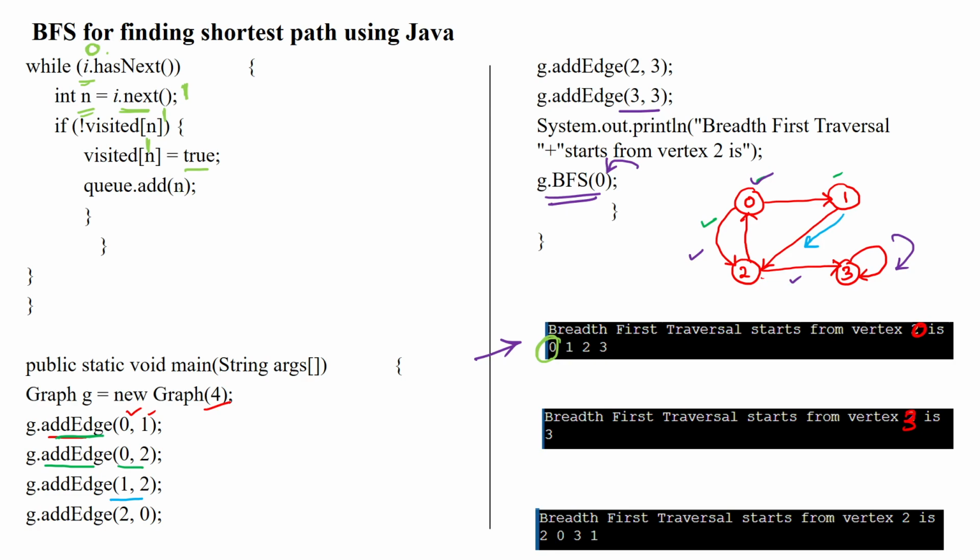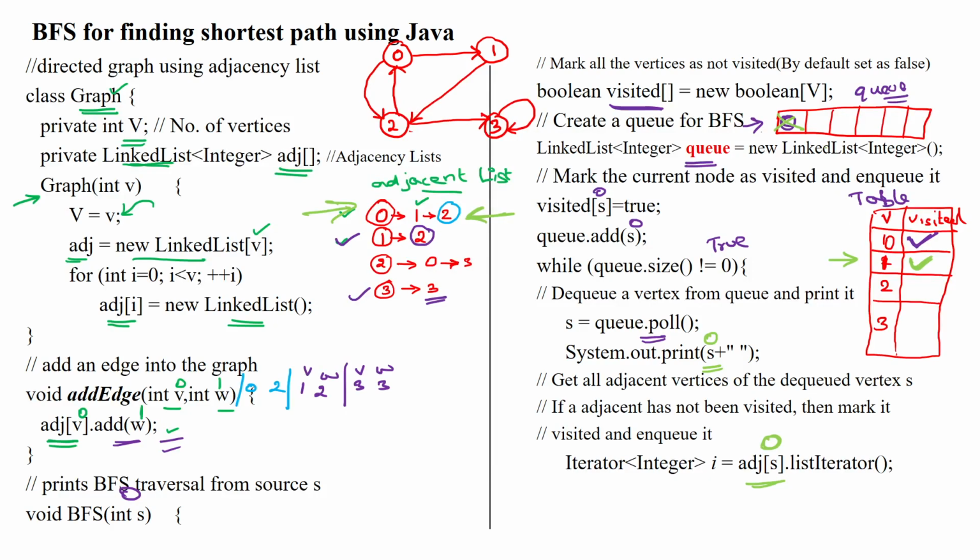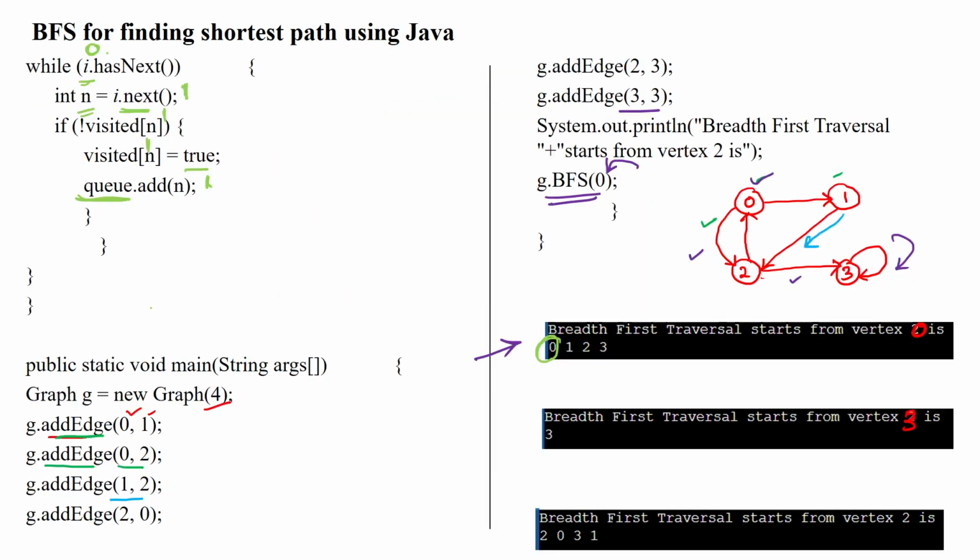After that we are adding that 1 into the queue. Now we have added the 1 into the queue. After that, this is over. Again we are going back. Now look, I is still 0 here.